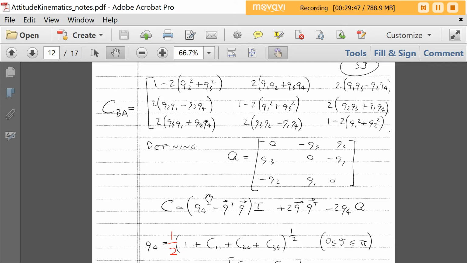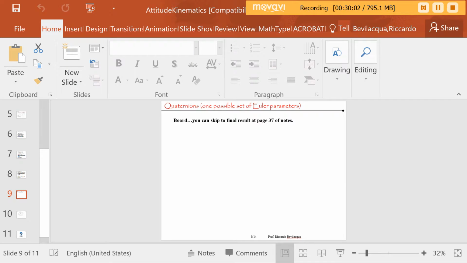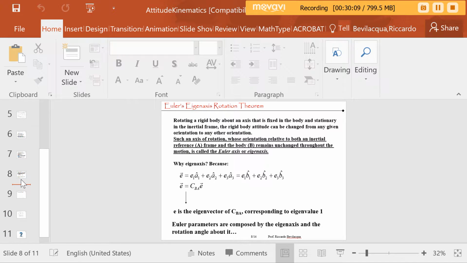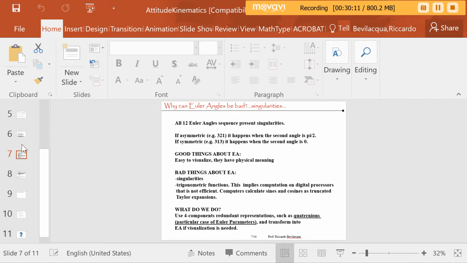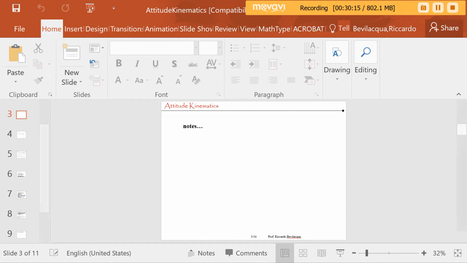They're not visualizable, but they're definitely better than having singularities. And when you need to visualize something, you can always go back to the DCM, and from the DCM you can extract your Euler angles. I hope this clarifies a little more. Let me see if there's anything else that I want to add. I don't believe so. Really, keep in mind that you can go from one set to another without any problems, without any issues.